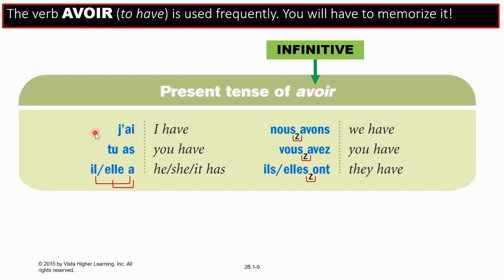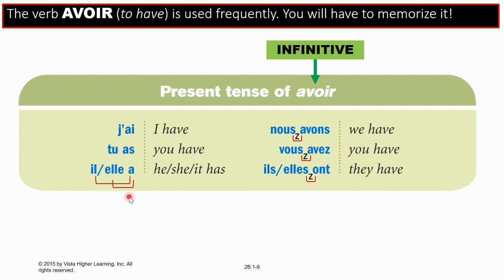Listen to me and repeat. J'ai, tu as, il a, elle a. Nous avons, vous avez, ils ont, elles ont. Let me say it again. J'ai, tu as, il a, elle a. Nous avons, vous avez, ils ont, elles ont.